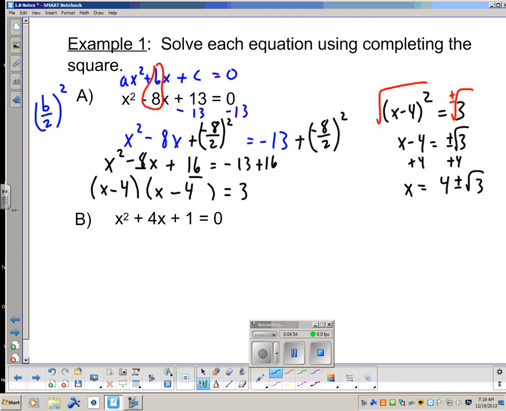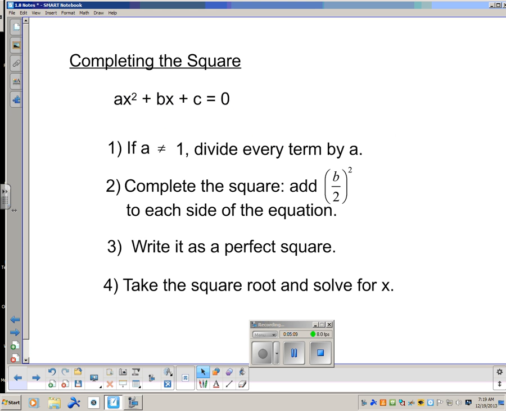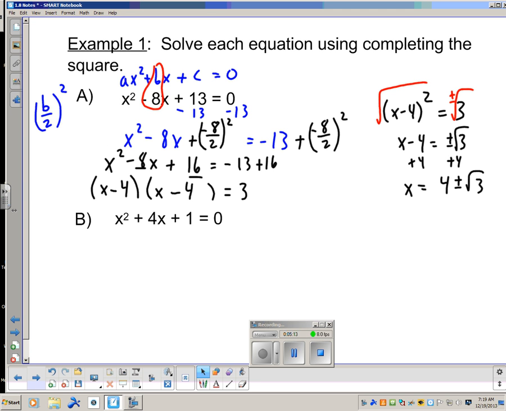Part B, again. First step I always do is look in front of x squared for my A value. Here, it's not anything, it's just 1, so I don't have to do step 1. If you remember what step 1 said, I'll just refer back to it: if A is not equal to 1, we're supposed to divide every term by A. Well, our A is equal to 1, so we don't have to worry about step 1.